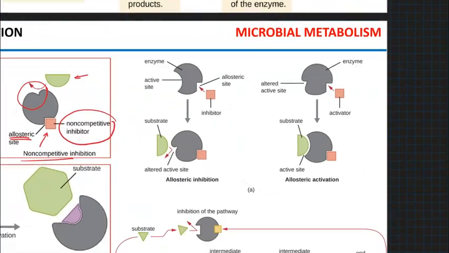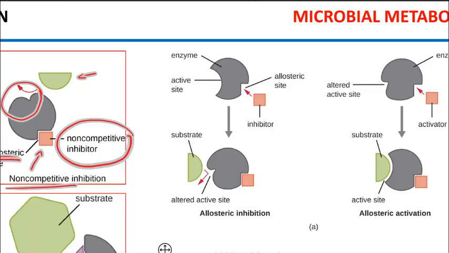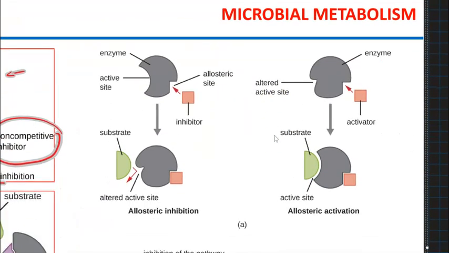So non-competitive inhibition can also be called allosteric. The word allosteric, I apologize, I don't know if it's Latin or Greek, most likely Latin, okay? Allo means different, and steric refers to the space, a different space. When the inhibitor binds not to the active site, but to some allosteric site, we call it allosteric inhibition.